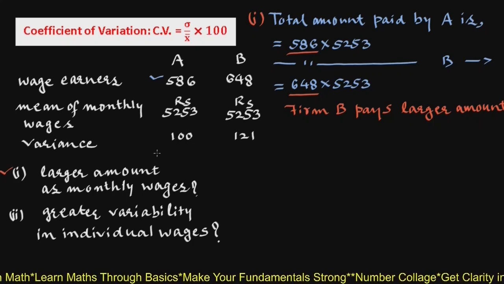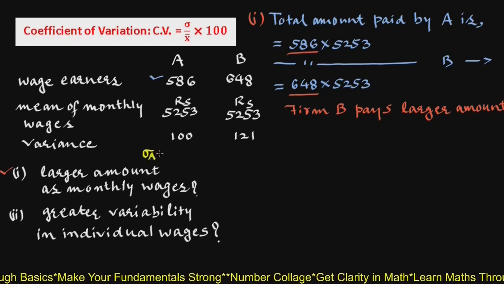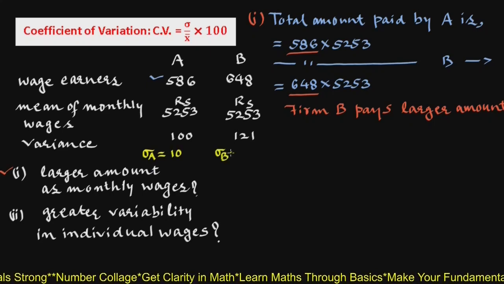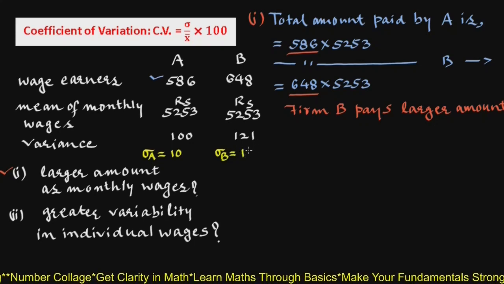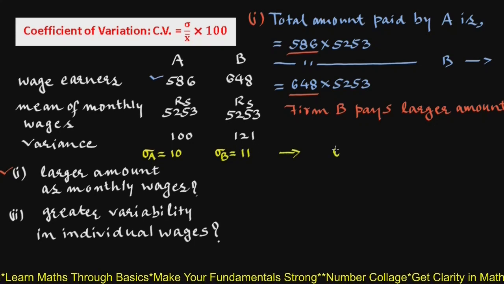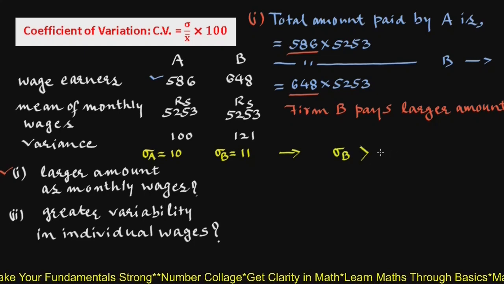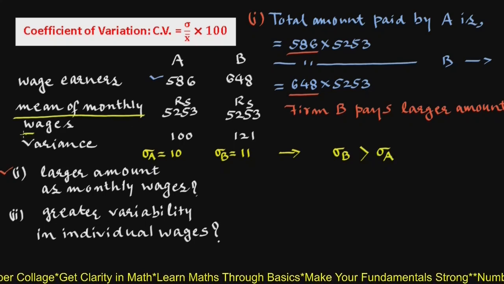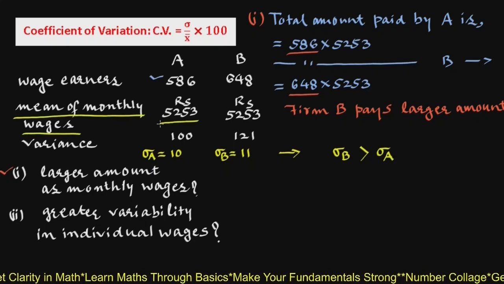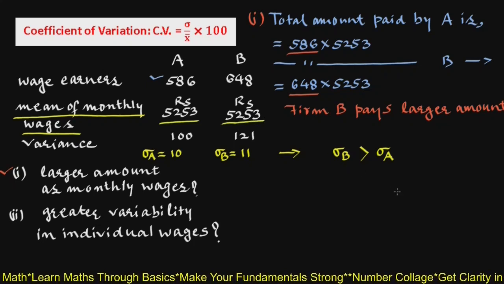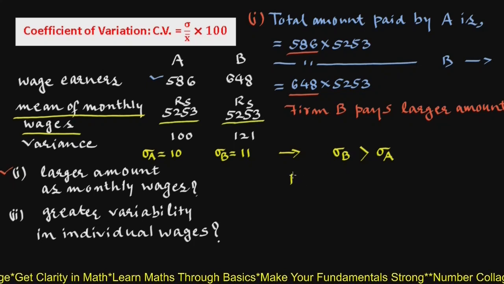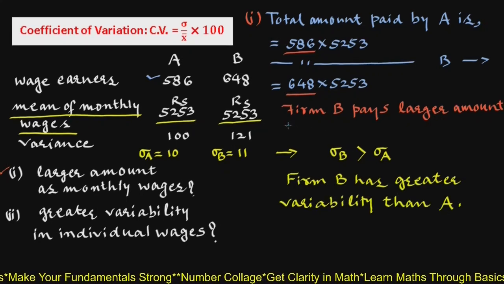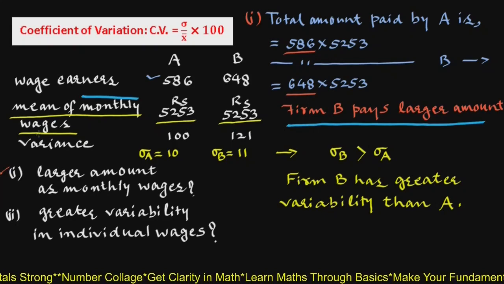Secondly, standard deviation for firm A is square root of 100, that is 10, and that for firm B is square root of 121, that is 11. Here, since standard deviation of firm B is greater than standard deviation of firm A, the mean monthly wages, that is the arithmetic mean of the wages, being the same 5253, we can say that firm B has greater variability than firm A, even though firm B pays larger amount of monthly wages.